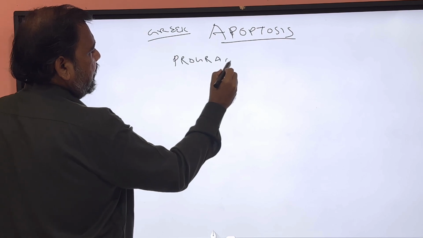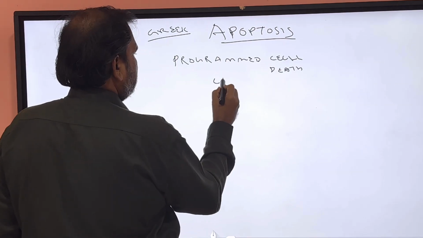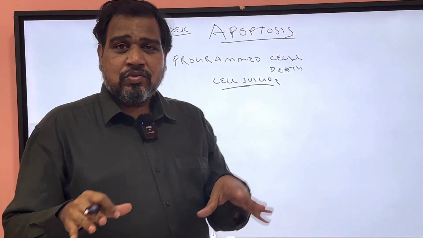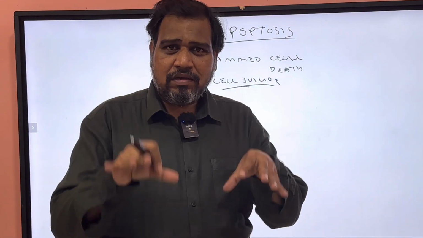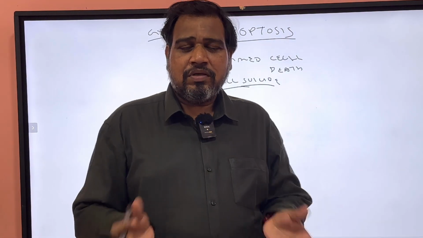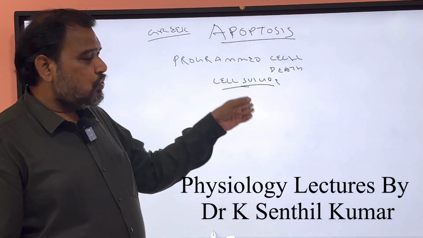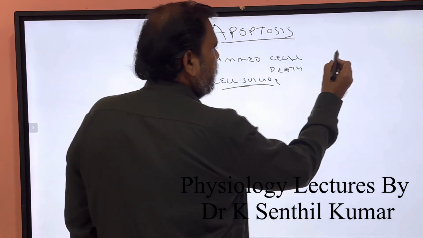Apoptosis is programmed cell death. It is also called cell suicide. So, programmed cell death: our body cell is planning to get killed off. It is definitely programmed, and that is called apoptosis, cell suicide. Then there is another term called necrosis.